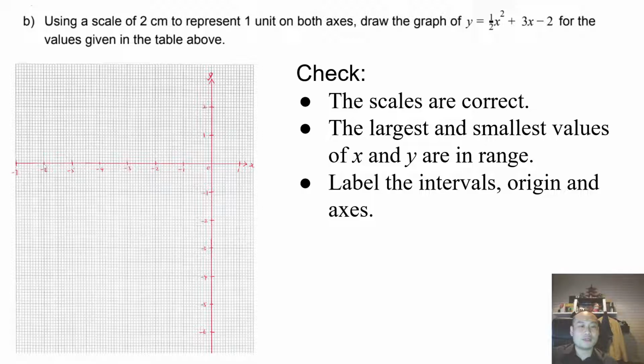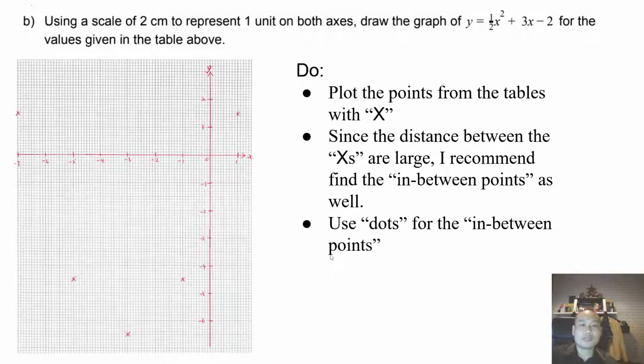Of course, don't forget to label. Label all the intervals that you mark out, label the origin, and label your axes x and y with the arrowhead. After that, the next stage is to plot the points from the table with little x's.